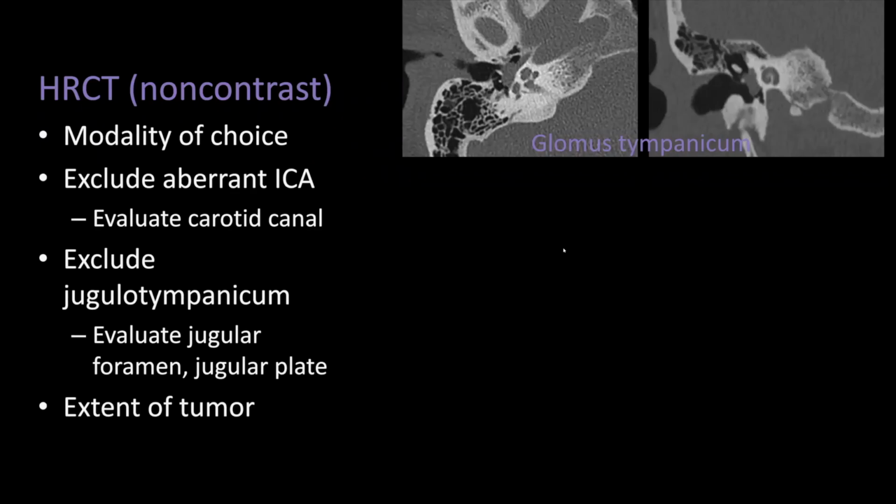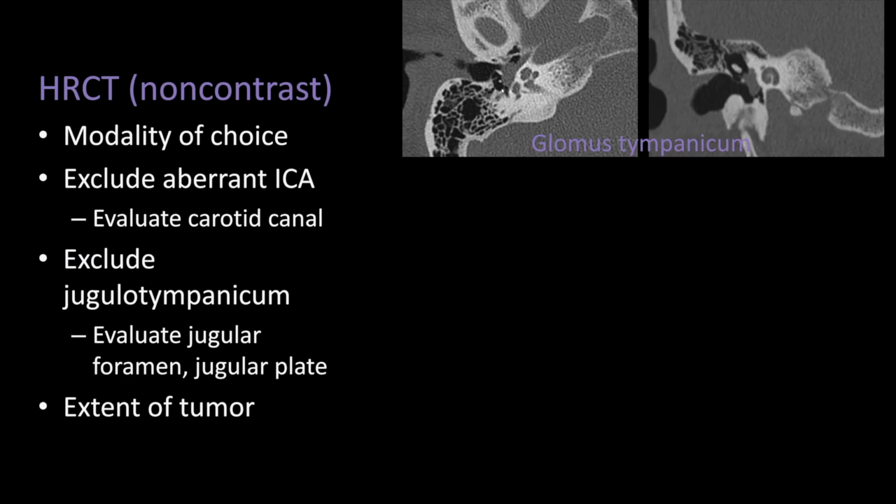So if you see a red mass on otoscopic exam, a non-contrast high-resolution CT of the temporal bone is usually sufficient, because with a red pulsatile mass, the main differential diagnosis is going to be aberrant ICA, glomus tympanicum, and glomus jugulotympanicum. And these three diagnoses can be distinguished simply with a non-contrast temporal bone CT.